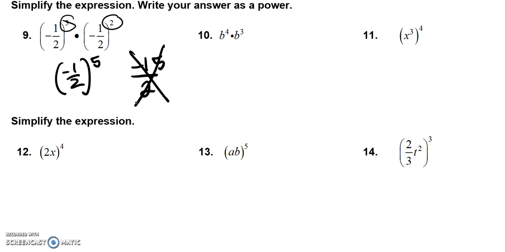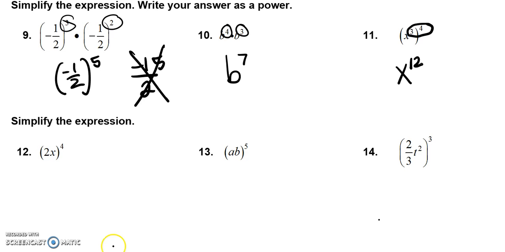Number 10, b to the fourth times b to the third. Once again, add 4 and 3, b to the seventh. Number 11, we have power to a power. This is x to the third raised to the fourth power, so you multiply those two exponents, and this is x to the 12th.